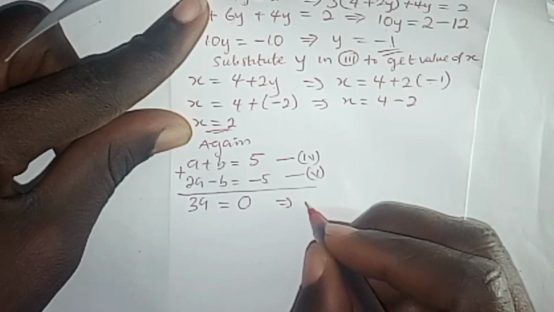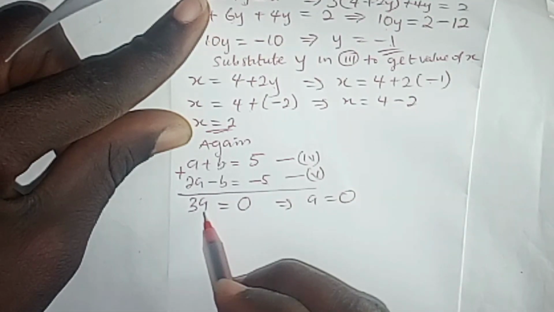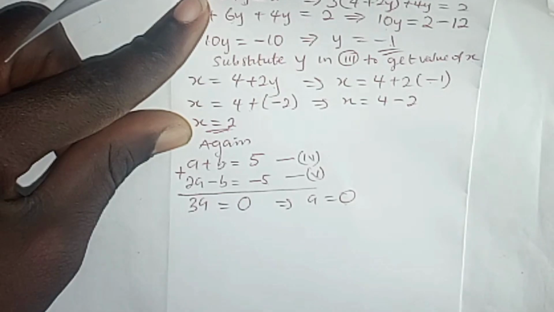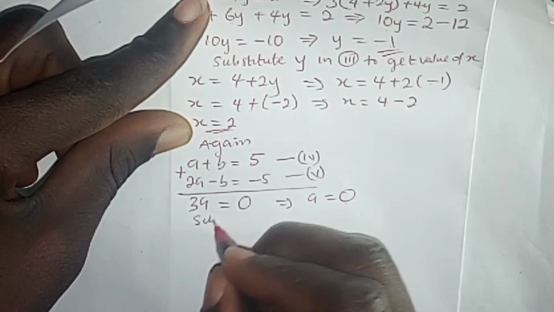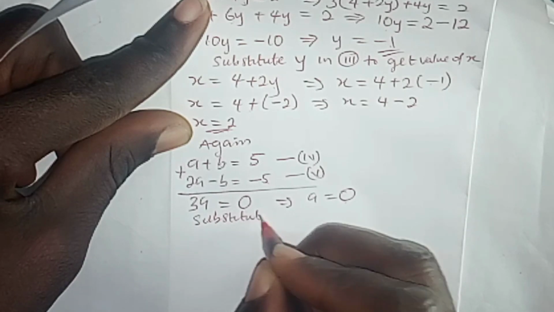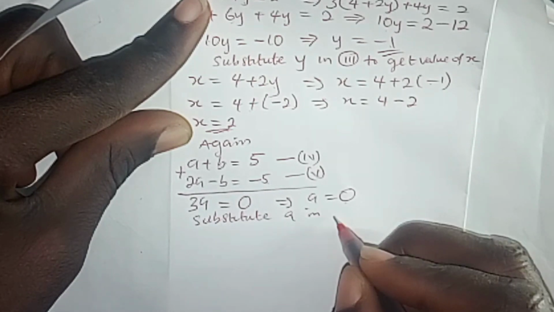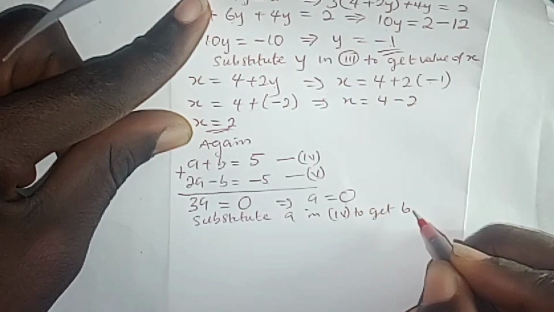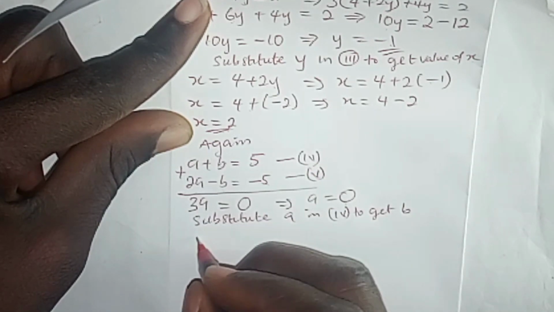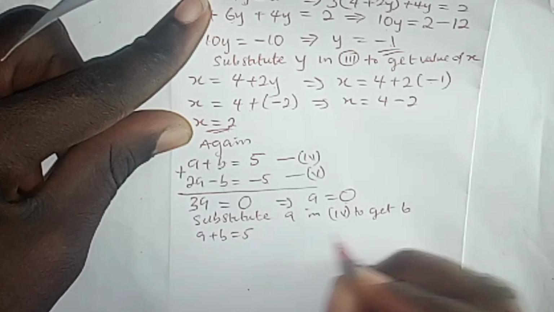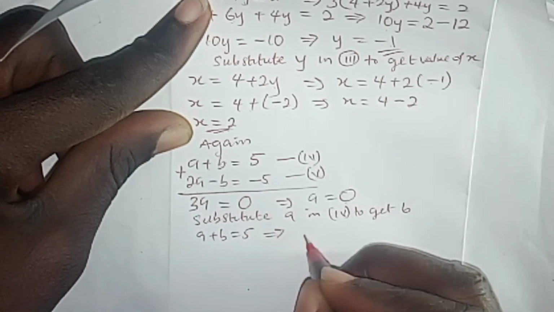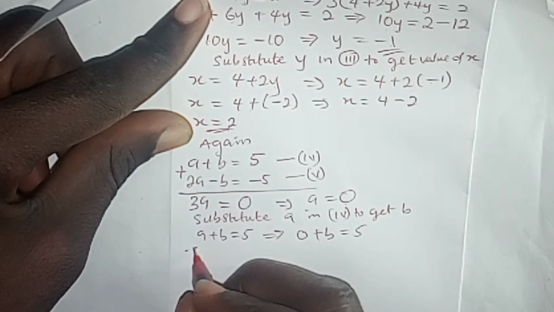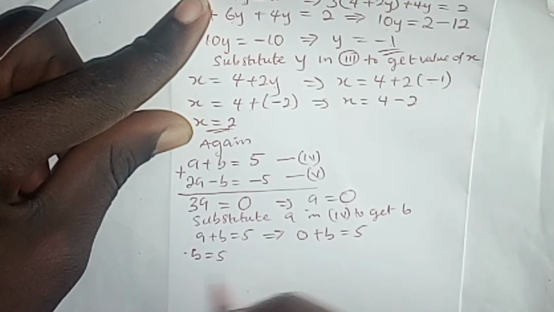This implies that 3a is 0, so a is the same thing as 0, because when we divide both sides by 3, 0 divided by 3 is 0. Therefore, a is equal to 0. So from here, we substitute a in equation 4 to get b. Equation 4 is a plus b is equal to 5. When we substitute a equal to 0, it implies that 0 plus b is equal to 5. This shows that b is the same thing as 5, because 0 plus b is b.